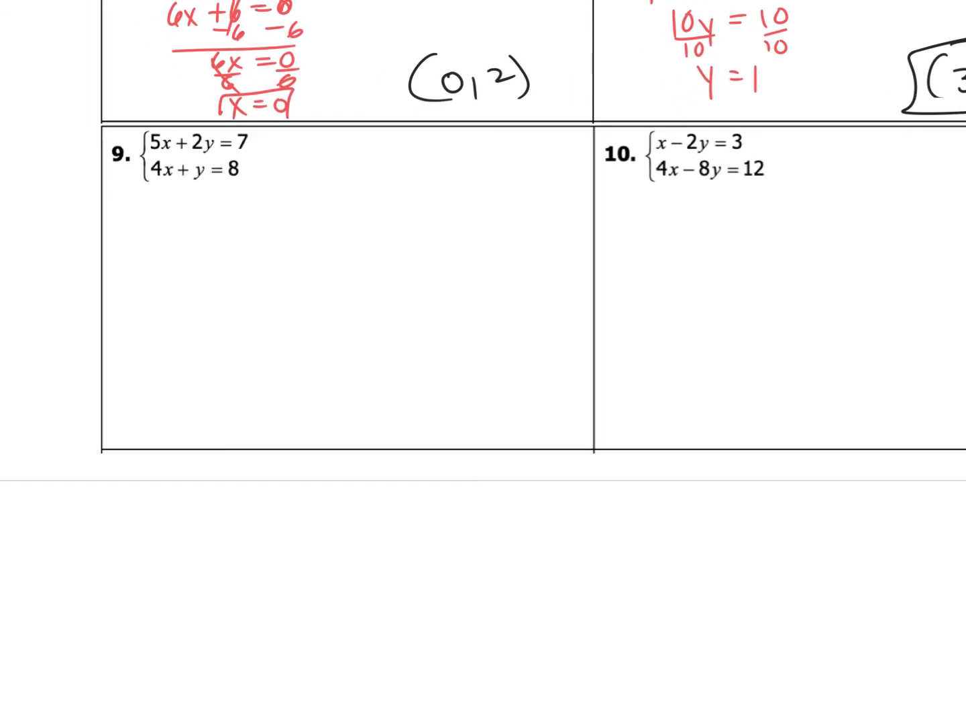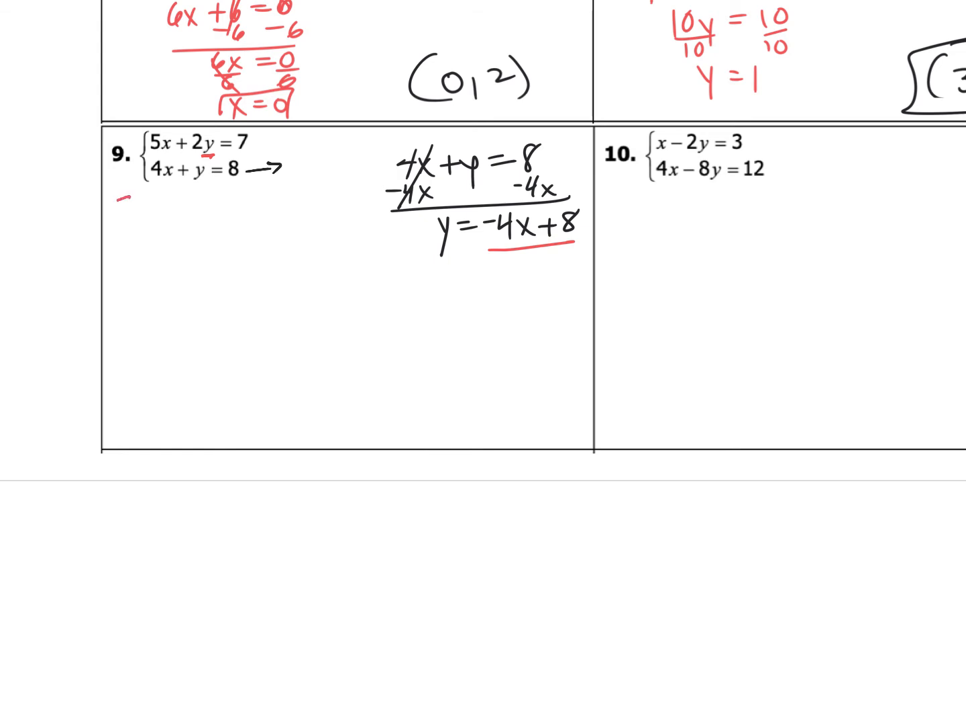So the solution is 3, 1. All right, number 9. Number 9, I already said the easiest variable to solve for is y in the second equation. So I'm going to bring that over here real quick and solve by subtracting 4x. And I get y equals negative 4x plus 8. So if y equals that, then I can substitute that for y in the second equation. Or in the first equation, I'm sorry. Let's go to this one, the one we didn't just manipulate.